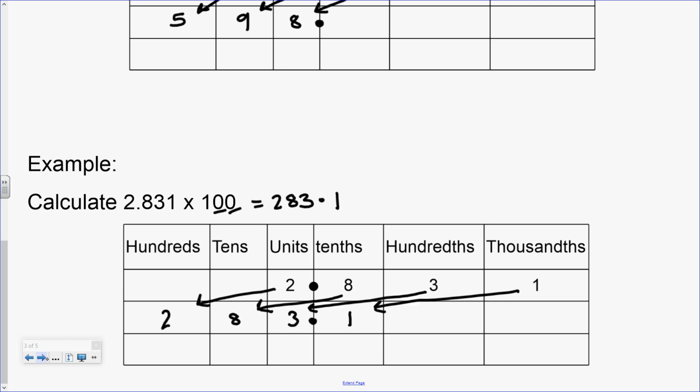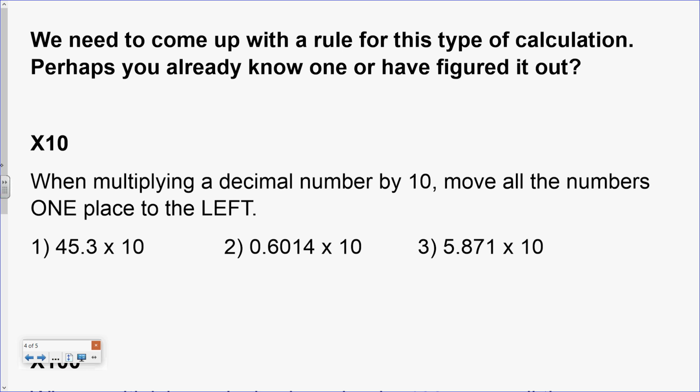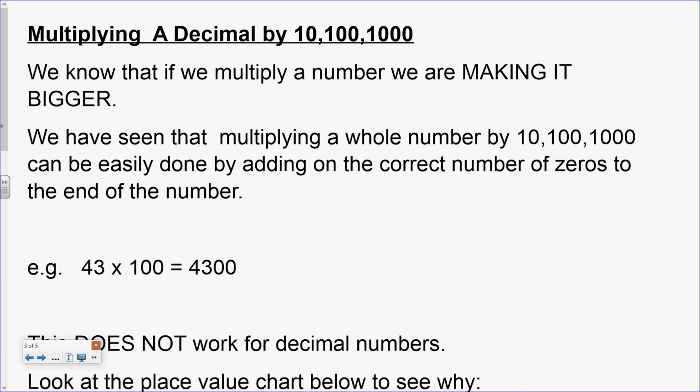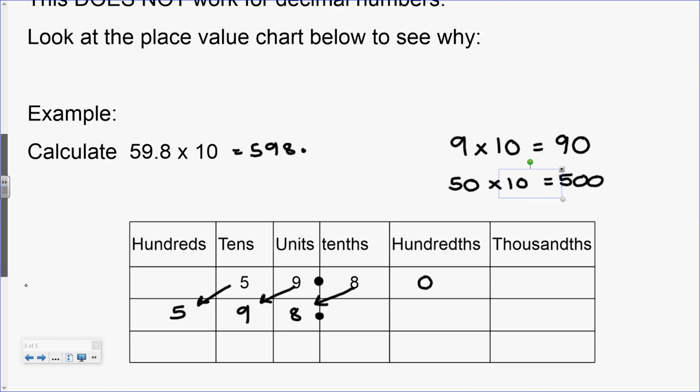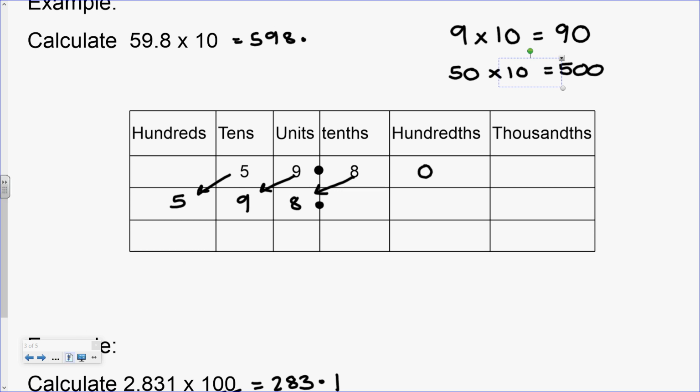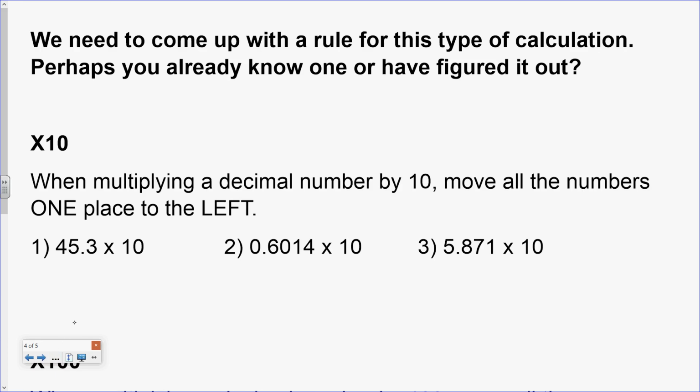Okay, let's have a look at some more examples. Now, that's fine. You can use a place value chart. You could copy this one down that we used here if you want to, and you could use that little place value chart to help you. You might be used to doing that in class from last year. However, we might think that actually we could do that without a place value chart, so we want to come up with a little rule. Maybe you already know one.